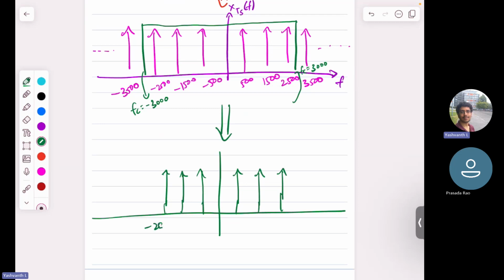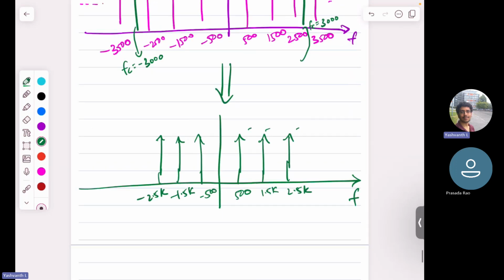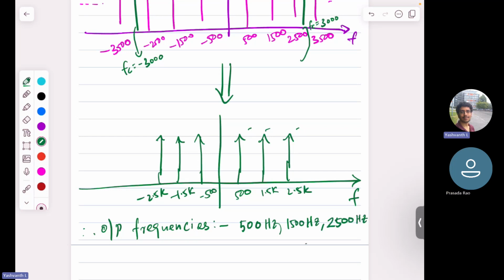This is minus 2.5K, minus 1.5K, minus 500, 500, 1.5K, 2.5K, and this is frequency. Of course you have some amplitude, no problem, but the question doesn't ask about amplitude. Therefore, you tell me what are the output frequencies? 500 hertz, 1500 hertz, and 2500 hertz. Is it okay?